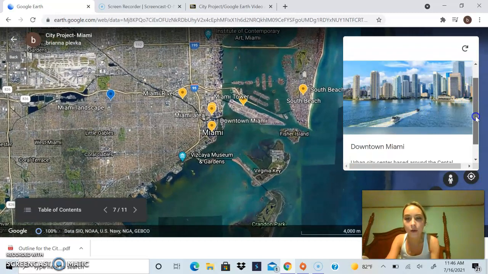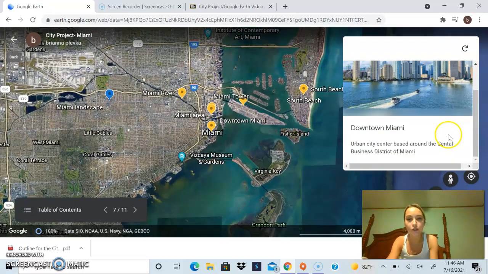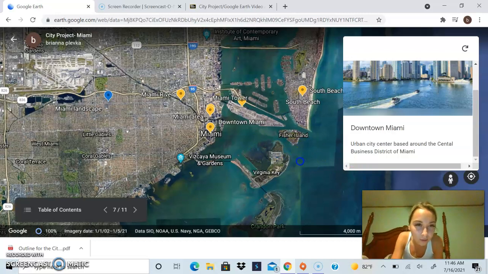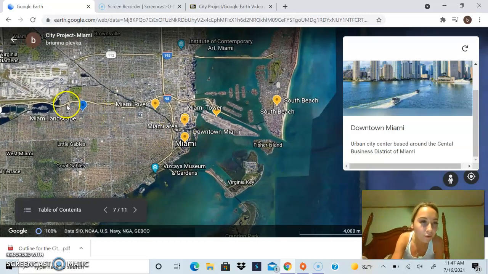And then now we're going to go to downtown Miami, which is an urban city that's based around the central business district of Miami. And it also consists of the Brickell Financial District, the Historic District, the Government Center, Arts and Entertainment District, and Park West. And the neighborhood is divided by the Miami River, which I can't see, I don't have my glasses. The Miami River flows over here.